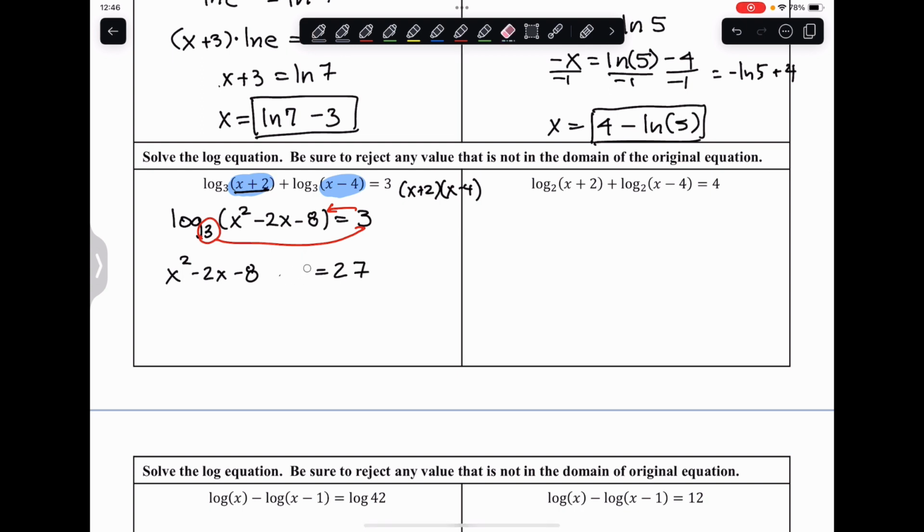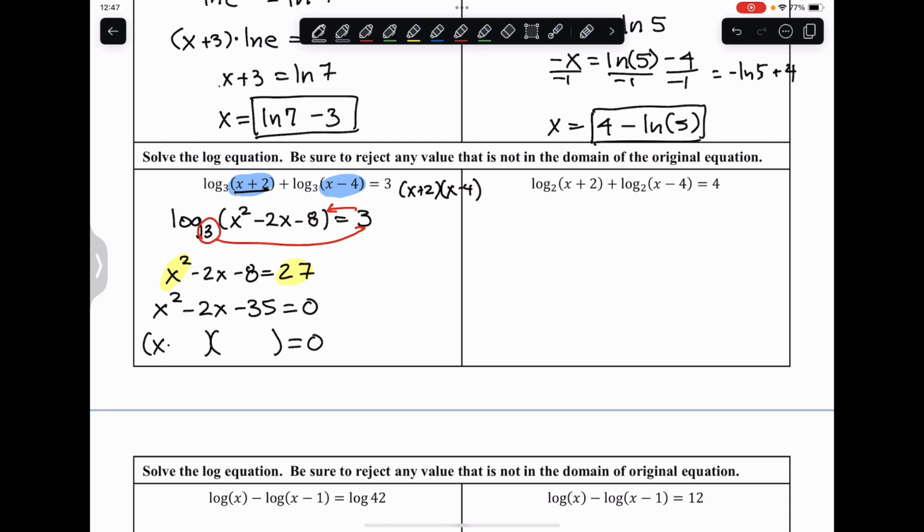So let me erase this now and bring this over here. Now to solve this equation, because it's a quadratic, because of this term right here, we need this side to be 0. So we're going to subtract 27 from both sides. And now we can break it up into factors.